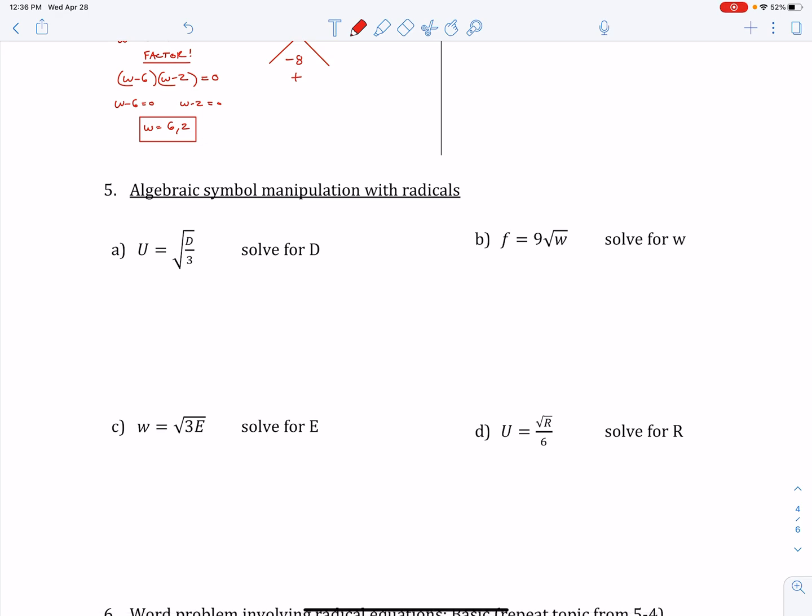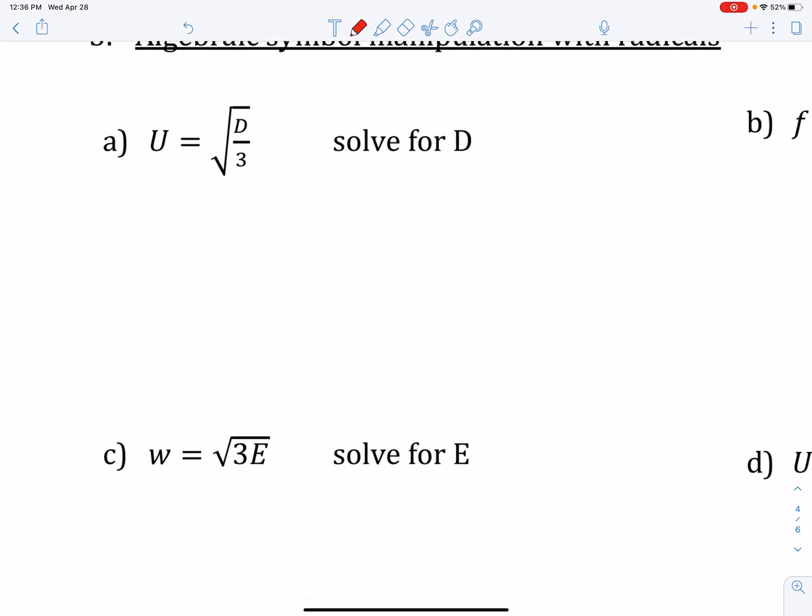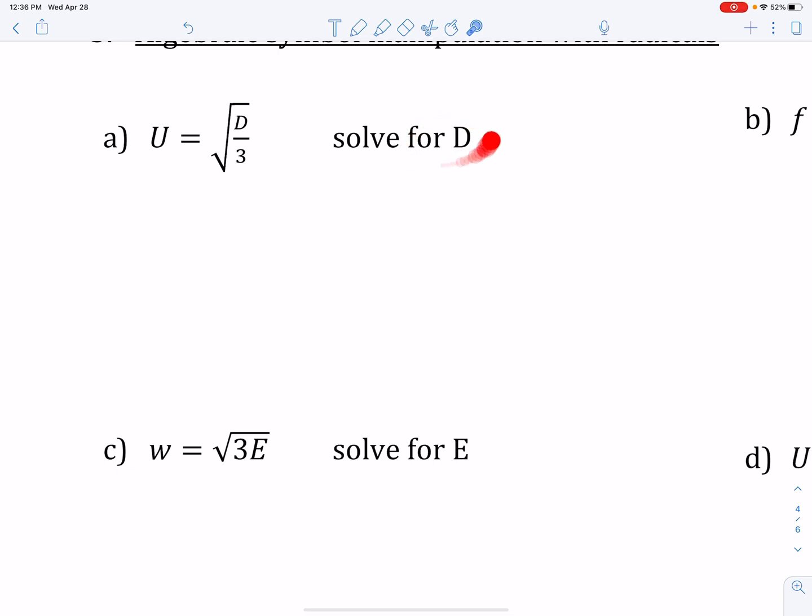So the first step here, it's asking us to solve for the letter D. Well, if you look at something, I have this all under the square root. Whenever you see that, you should automatically be thinking, okay, that's fine. I can get rid of that. I need to take it to the power of 2 on both sides. So you have u squared equals d over 3.